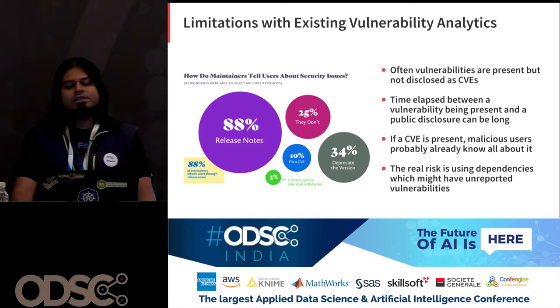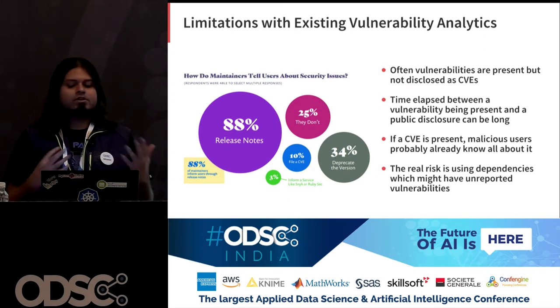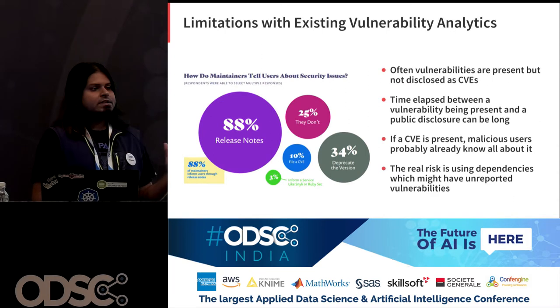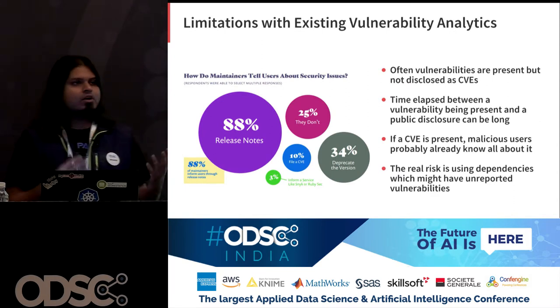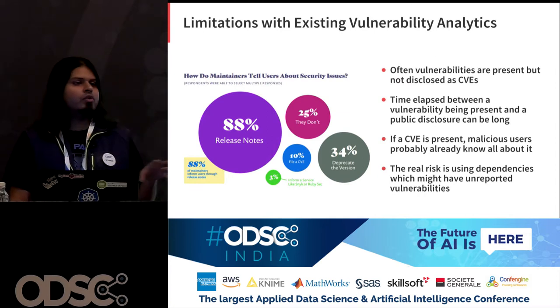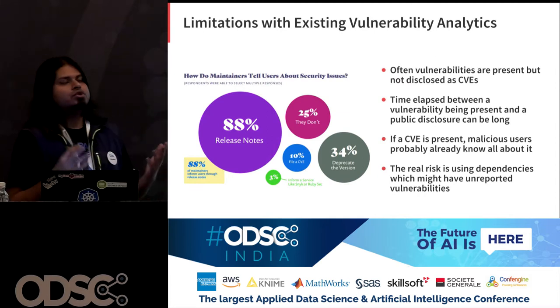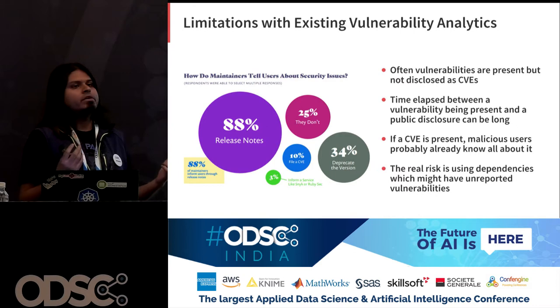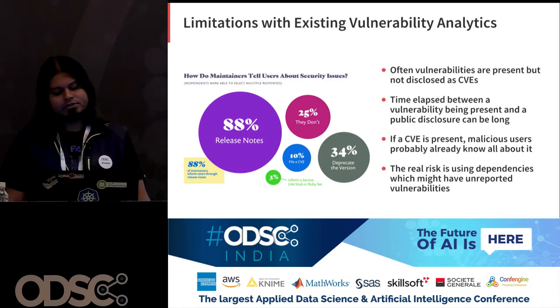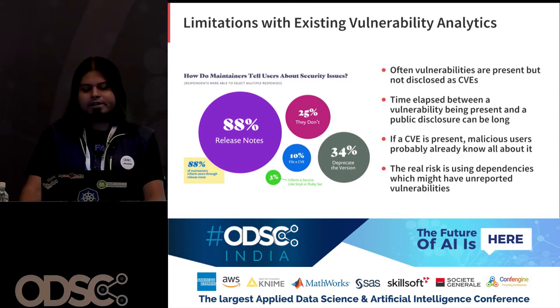And because these vulnerabilities are not disclosed as CVEs, if you are using these dependencies where a vulnerability exists but is not reported, there is a real risk, right? Because people can hack your code. One of the most common vulnerabilities you all may have heard about is the SQL injection attack, right? Similarly, there are so many other types of vulnerabilities which can really affect all your applications.